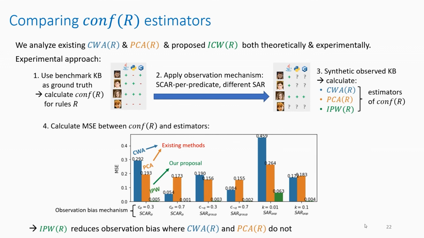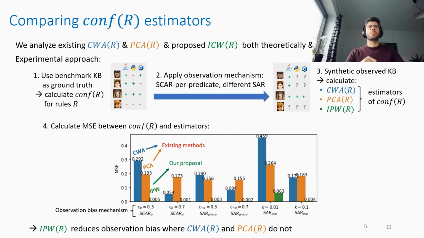What we show here in this plot is the results for different observation mechanisms. The blue and orange indicate the existing methods, while the green indicates a proposed method. As you can see here, this also shows that our inverse propensity weighted confidence estimator reduces the observation bias, where the CWA and PCA confidence estimators do not.